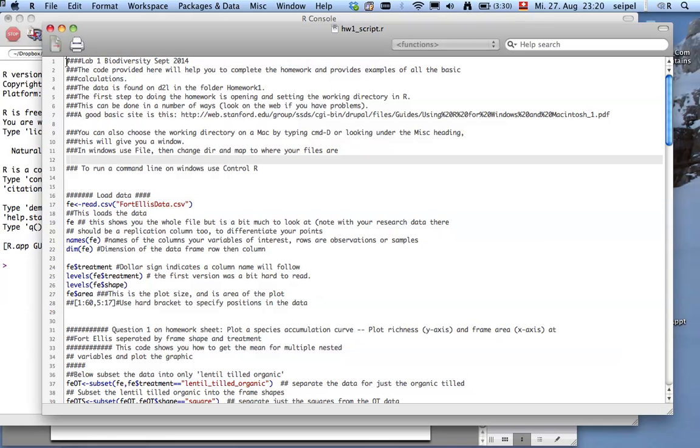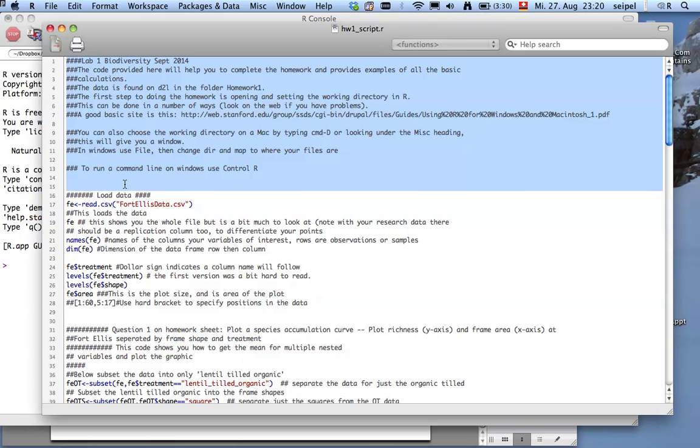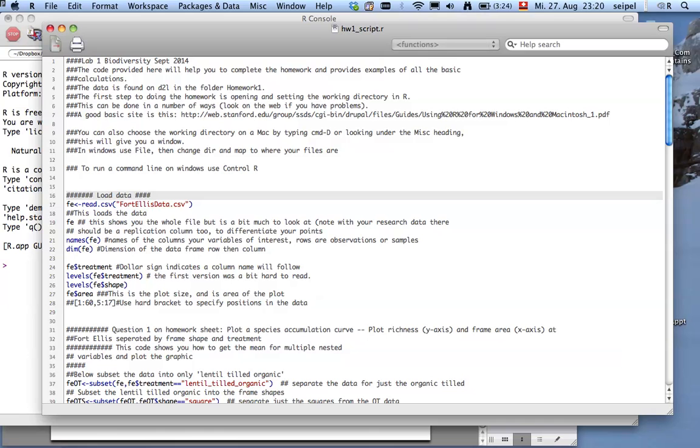And you'll remember the pound sign indicates just text that shouldn't be viewed as a command. So there's some basic information there at the top you can see. And I've tried to be verbose in annotating the code here so that we know what's going on. But the first thing we need to do is load the data file from Fort Ellis. So that's done by using this read table or read.csv command. In this case, the data was saved as a comma separated variable, a CSV file, which is a type of text file.